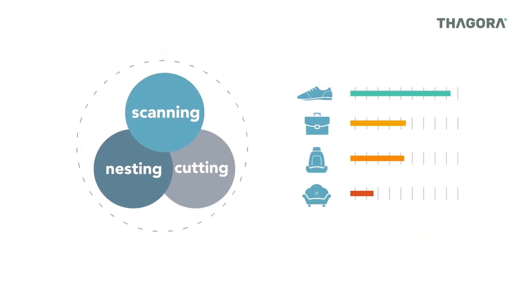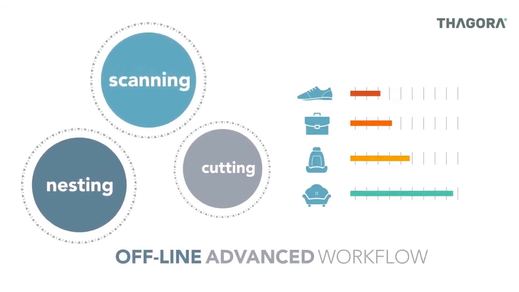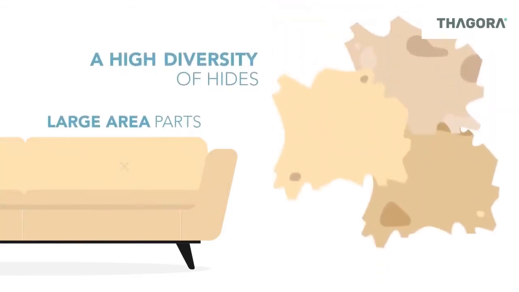The offline advanced workflow means that the scanning, automatic nesting, and cutting processes are performed on different workstations. This workflow was designed for an increased overall performance when the production is defined by large area parts and a high diversity of the hides from the nesting efficiency's point of view.